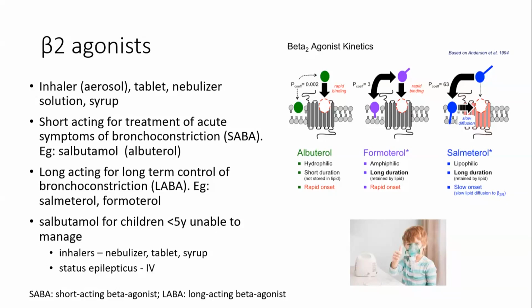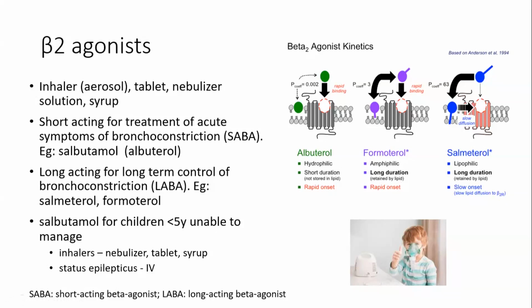Okay. Okay, diagram ni tunjukkan dia punya kinetics of a few types of the beta 2 agonist. Okay, albuterol, formoterol and salmeterol. So albuterol ni hydrophilic, okay.